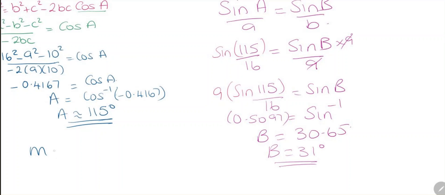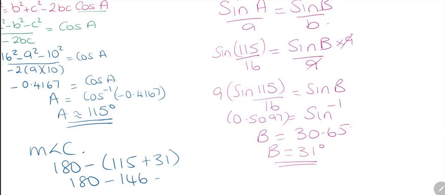And because we know two of the angles, we can find the third. So to find the measure of angle C, we're going to subtract 115 and 31 from 180. 115 plus 31 is 146, which leaves 34 degrees. So angle C is 34 degrees.